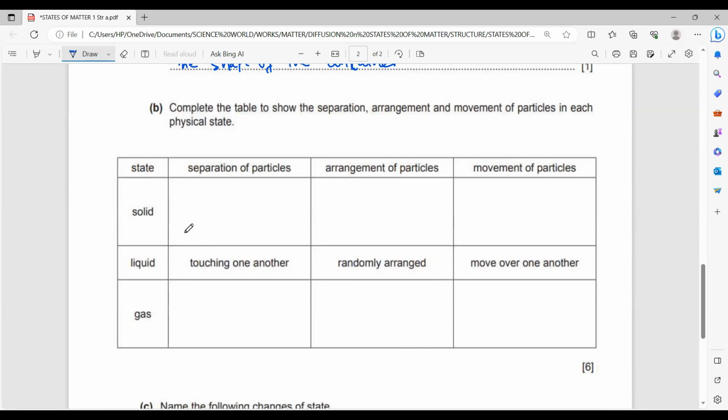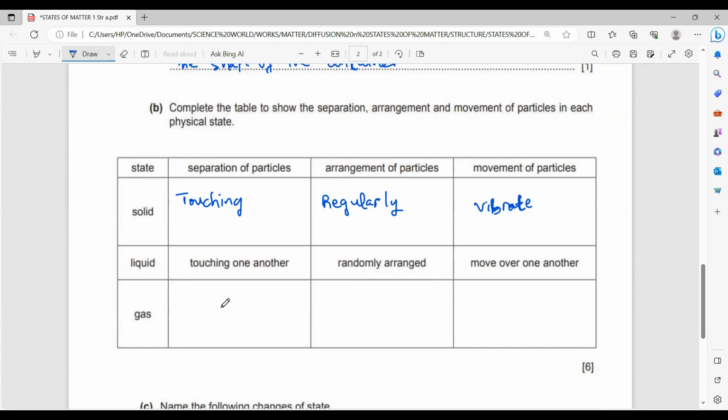So for solid, the separation of particles is that the particles are touching one another. You could say touching or touching one another. Arrangement of particles, are they randomly arranged? No, they are regularly arranged. Movement of particles, they vibrate in fixed positions. Good.